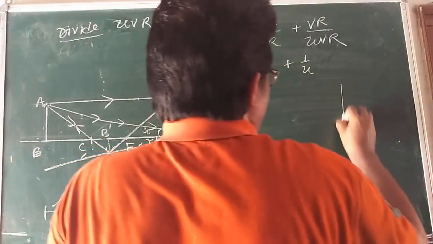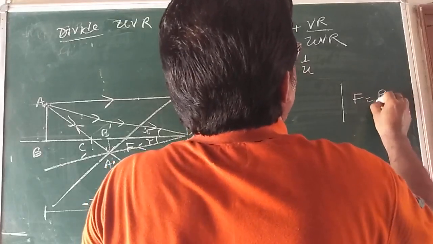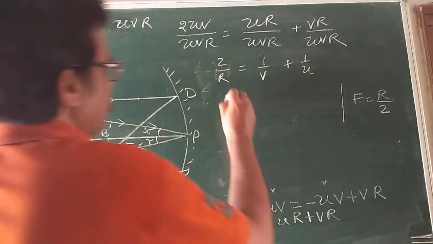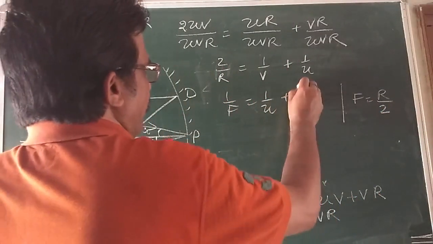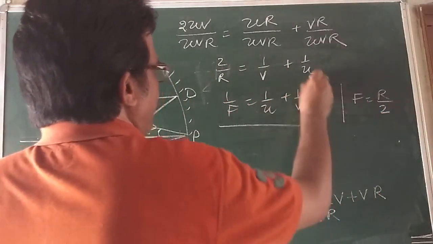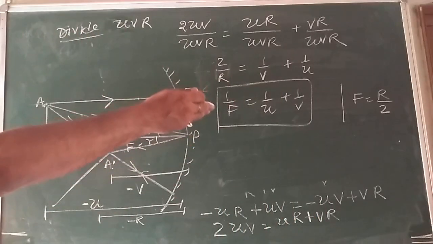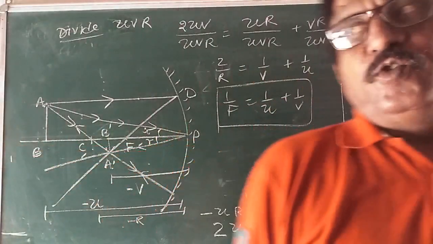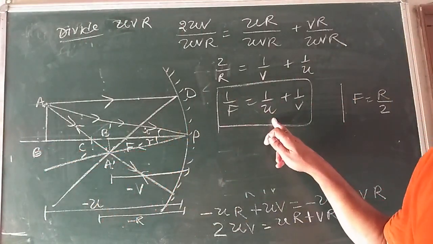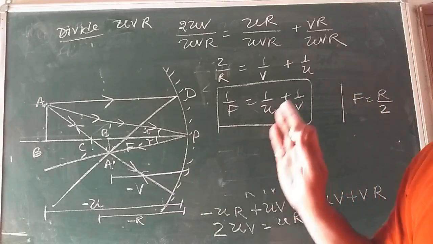2 by r, just as we have seen in the earlier article, f is equal to r by 2. So this is 1 by f is equal to 1 by u plus 1 by v. This is the relation here. This is the required mirror formula. We are getting here 1 by u plus 1 by v. Is it clear? Is it easy?